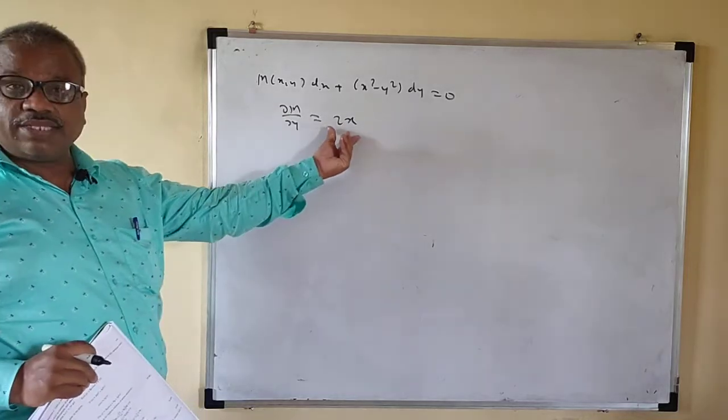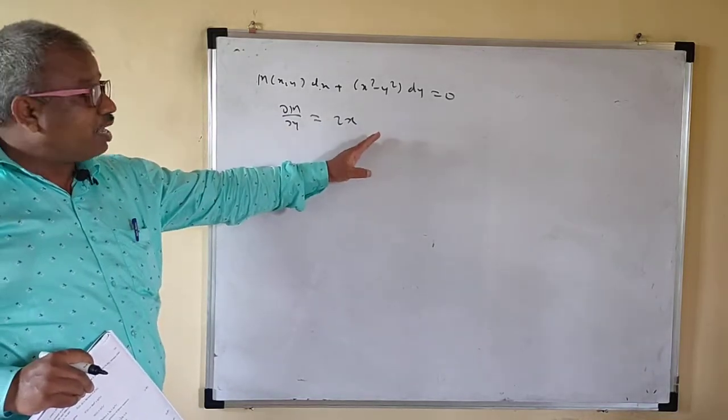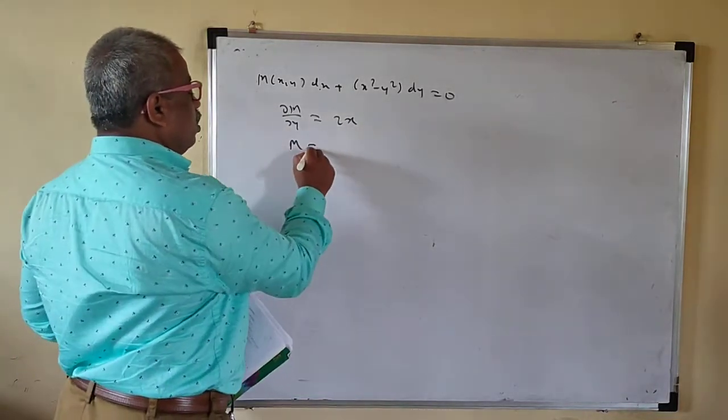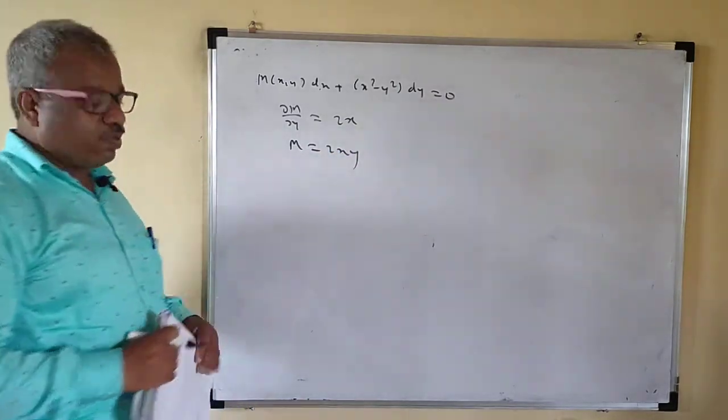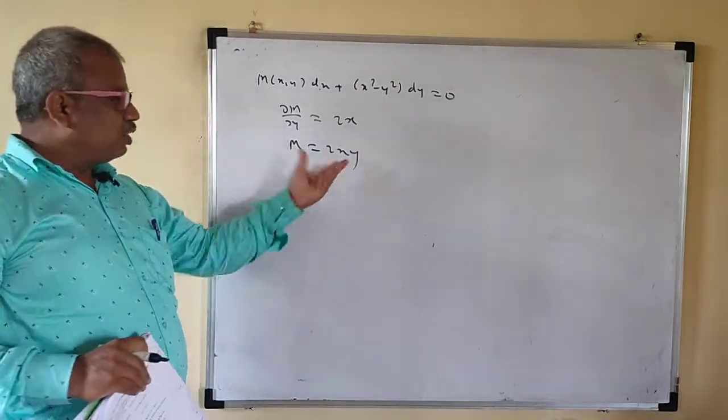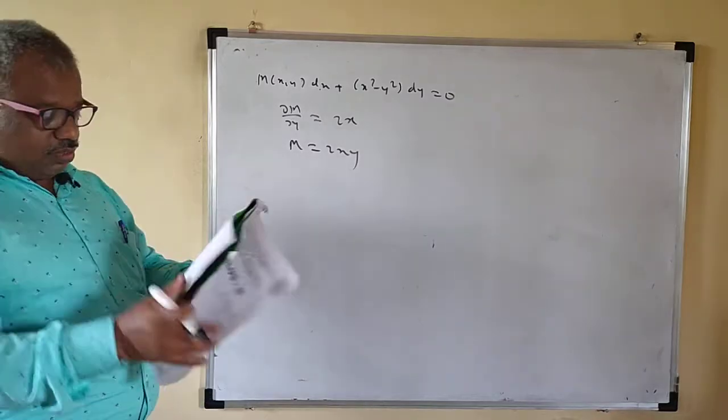Now ∂N/∂y is twice x. You have to integrate this with respect to y. So your M is what? Twice xy. So that is twice xy. Okay.